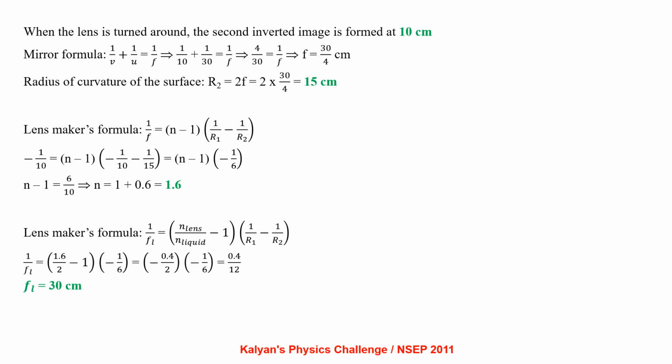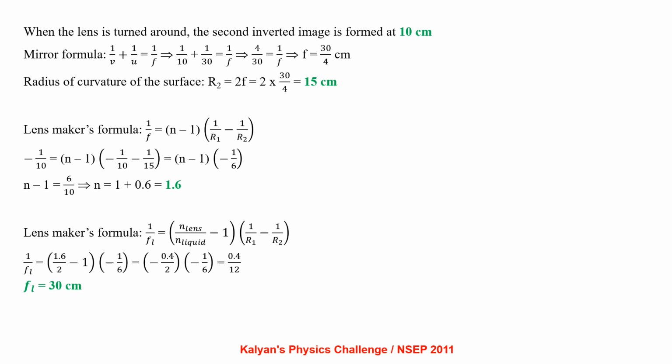When the lens is turned around, the second inverted image is formed at 10 cm. So the mirror formula 1/v + 1/u = 1/f gives us f = 30/4 cm. Radius of curvature of the surface R2 equals 2 times the focal length, which comes out to be 15 cm.